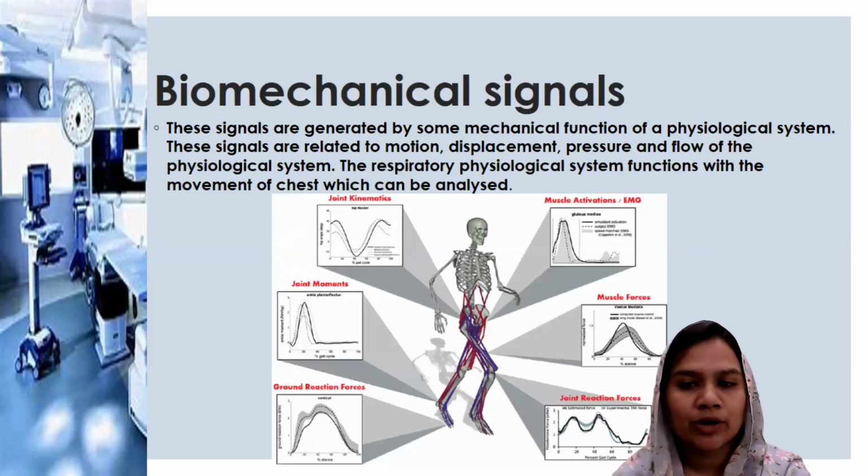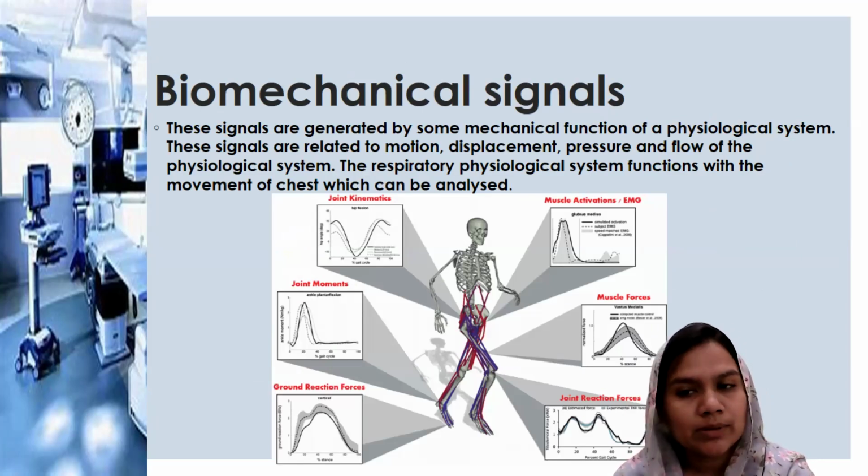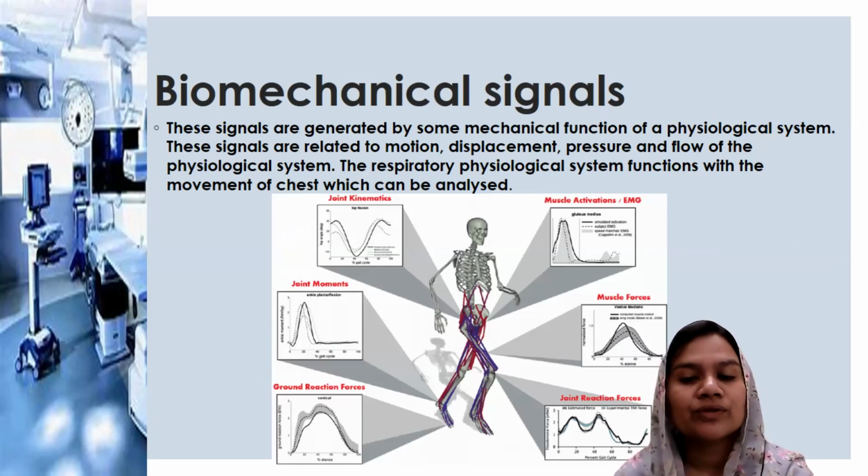The next one is biomechanical signals. These signals are generated by some mechanical functions of physiological systems. These are related to motion, displacement, pressure, and flow of physiological systems. One example is the respiratory system, where the movement of the chest can be analyzed.